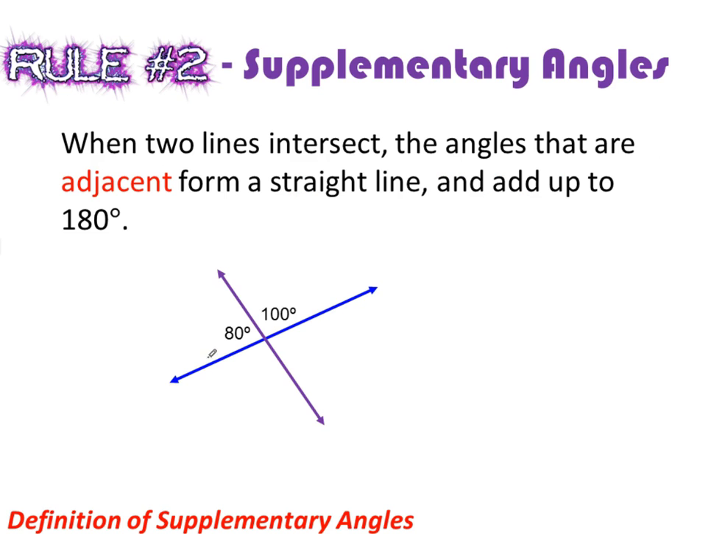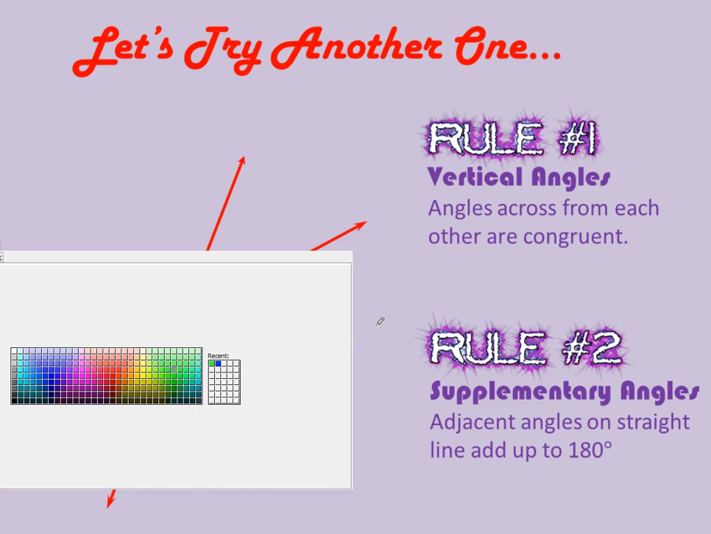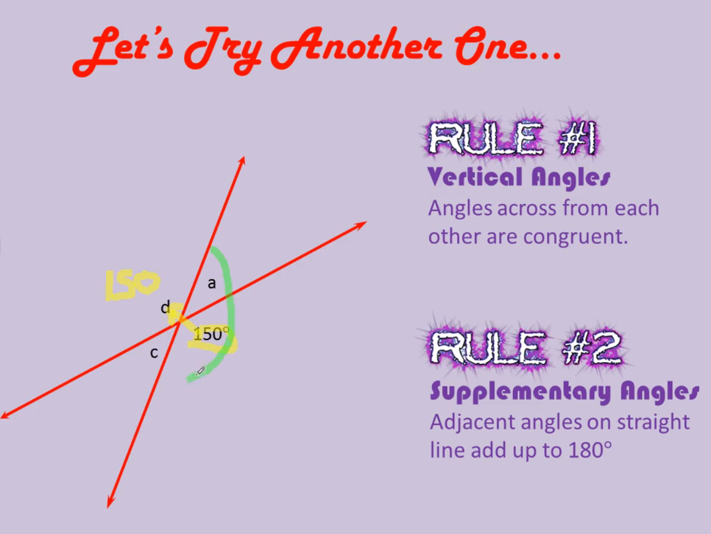Supplementary angles are two angles that form a straight line here, and they always add up to 180. So if we look at this, if we know that this is 150 and we want to know what angles A, D, and C are, we know that the ones directly across are congruent. Those are vertical angles. And then we also know that the ones next to them that form this straight line are going to add up to 180.